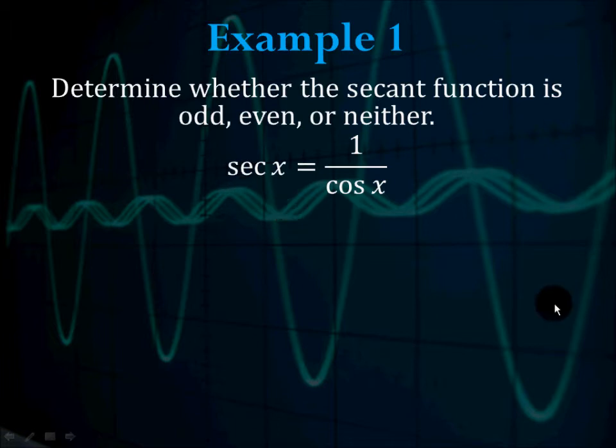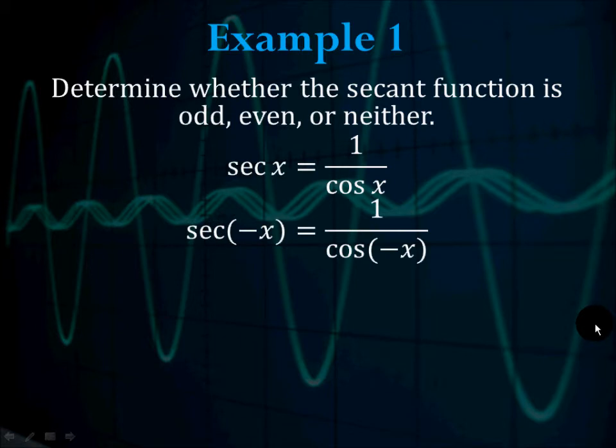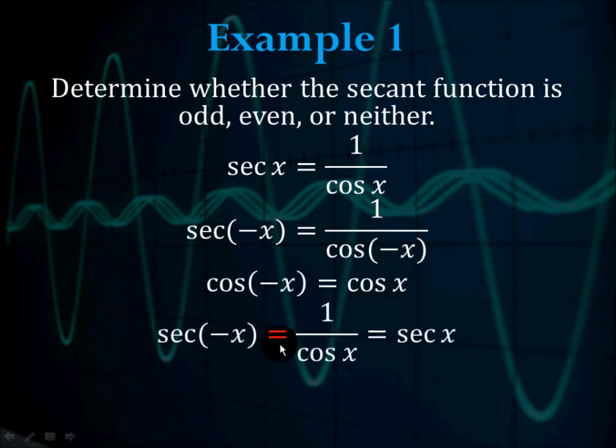Alright, so secant of x is 1 over cosine. Now we're going to substitute in negative x for x. So the secant of negative x is equal to 1 over cosine of negative x. So we're going to play with this thing on the right. What does cosine of negative x equal? That's right, cosine of x. So the secant of negative x equals 1 over the cosine of x, which is, amazingly enough, the secant of x. So since the secant of negative x equals the secant of x, secant is an even function.